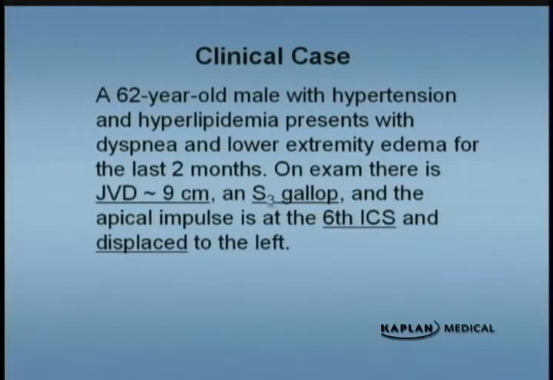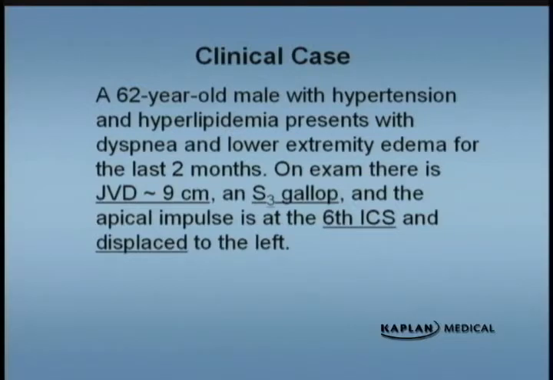Let's look at our first case. We've got a 62-year-old man with hypertension, high lipids, non-specific shortness of breath. On exam, he's got jugular venous distension, a gallop, and a displaced apical impulse. Now, the apical impulse should be in the 5th intercostal space, in the midclavicular line, the middle of the clavicle.